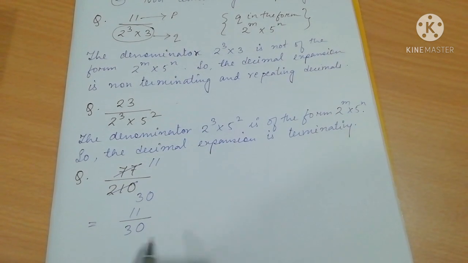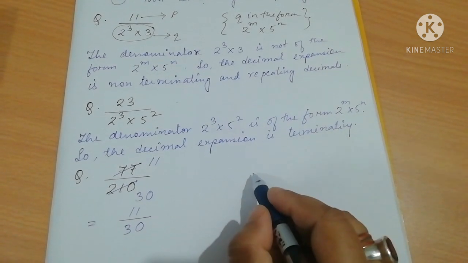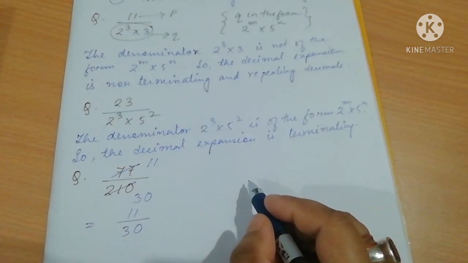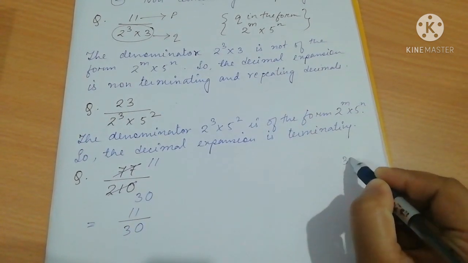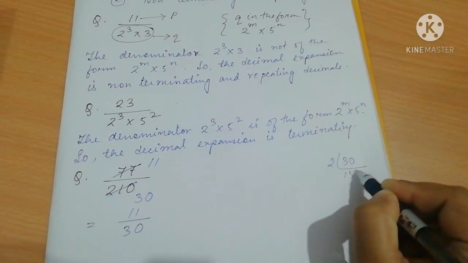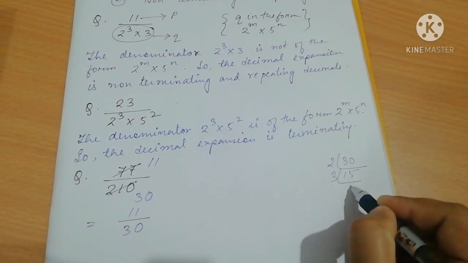Now I will find out the factors of 30. So factors of 30: 2 15s, then 3 10s, then 5 6s.